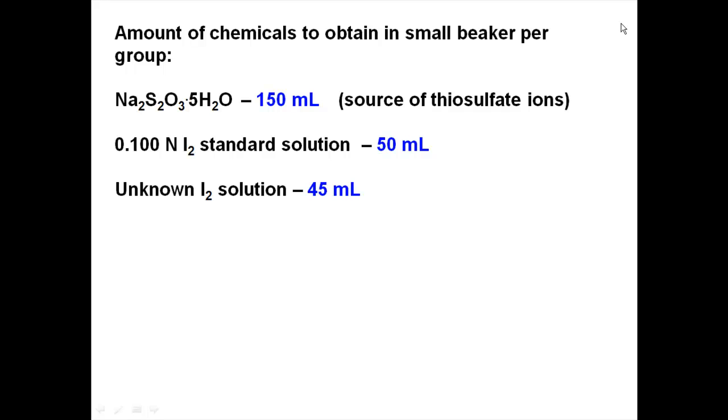I'll give you an estimate of endpoints. For the standardization, your endpoint will be approximately 10 mils, so you can add about 8 and then slowly creep up on it. For the unknown, your endpoint would be somewhere between 3 and 12. So you can't really go too fast on the first one. You're going to add 1 or 2 mils, slow down. Then when you know where that endpoint is after the first one, you can go a little faster.